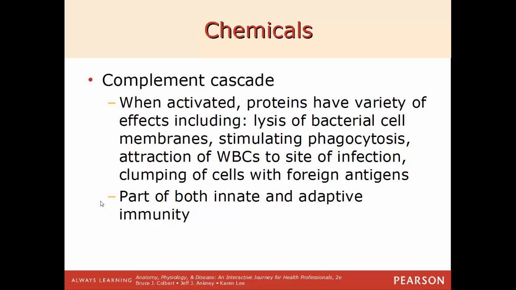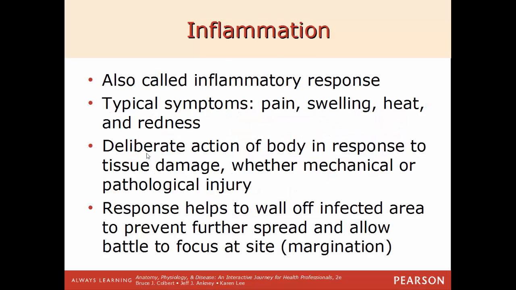They can help clump together the cells with foreign antigens, because antigens are easier to gobble up and destroy when they're clumped together in one mass, as opposed to one over here, one over there, one over here. And this is found in both the innate immune system and the adaptive immune system. All right, next we'll move on to inflammation. It's also called the inflammatory response.